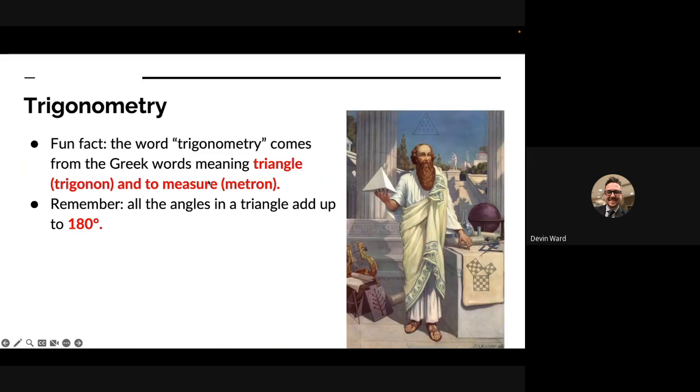So remember, all the angles in a triangle add up to 180 degrees. Okay, so no matter what kind of triangle you have, just like something like that, all the angles in every triangle will always add up to 180 degrees.